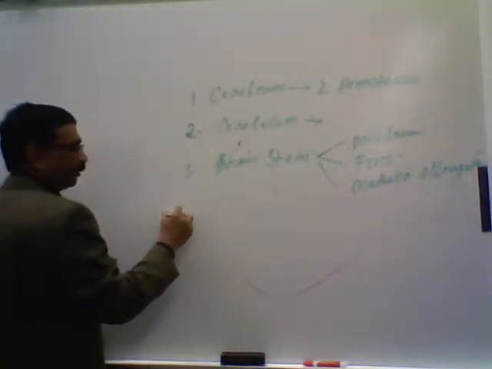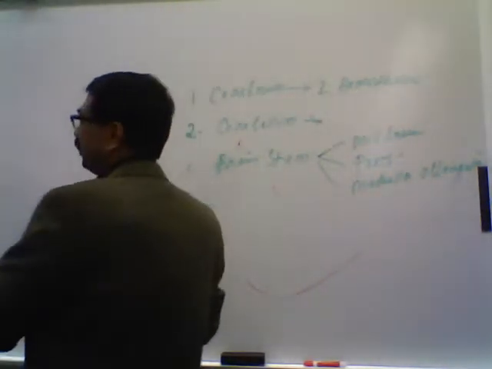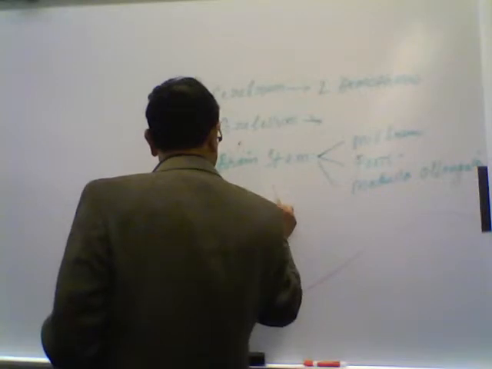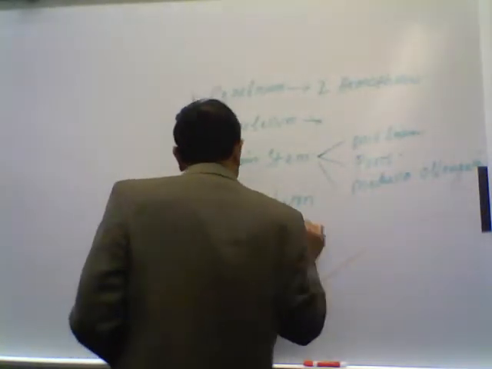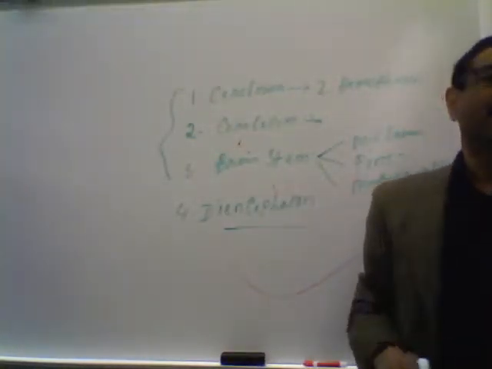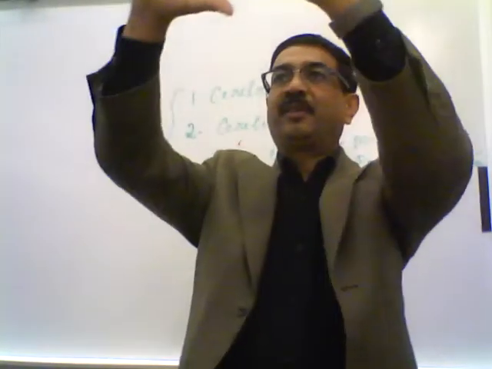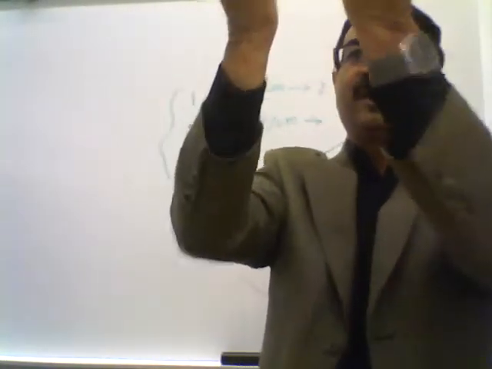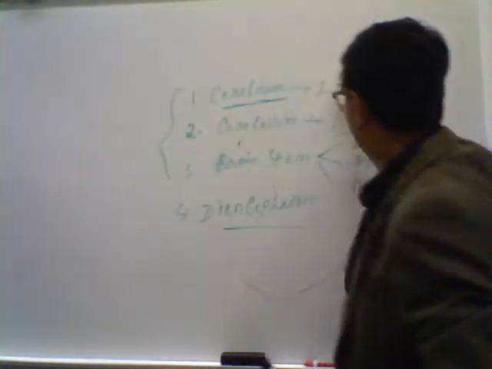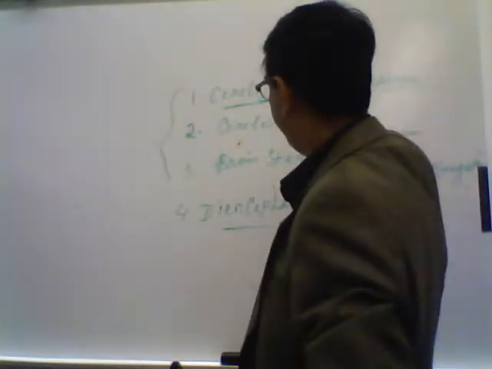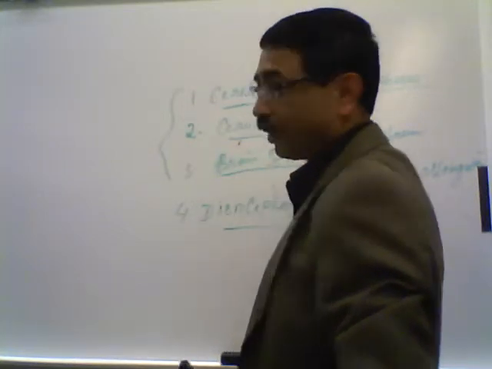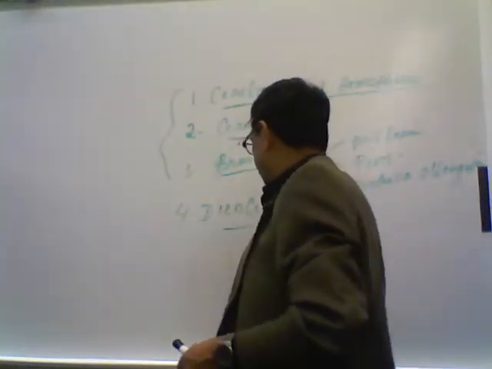And then the diencephalon. That's the last part. Okay. These three parts you can see from outside. You can see the cerebrum, the largest part of the brain. It's like a sphere separated by the longitudinal fissure into two hemispheres, right and left. Cerebellum you can see from outside. Brainstem you can see from outside, but diencephalon is inside.